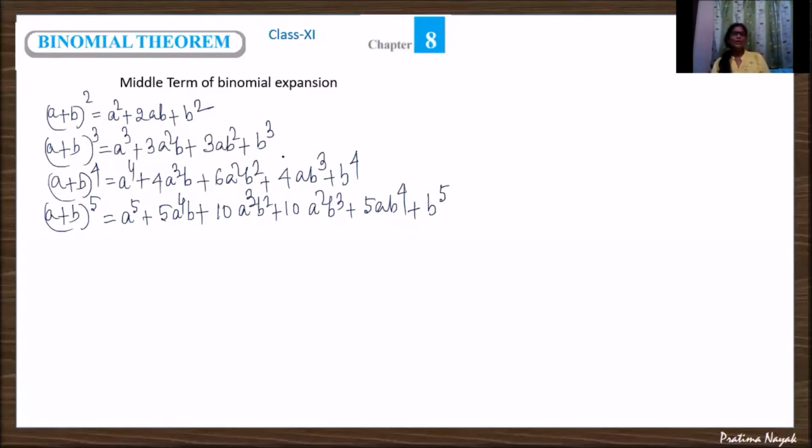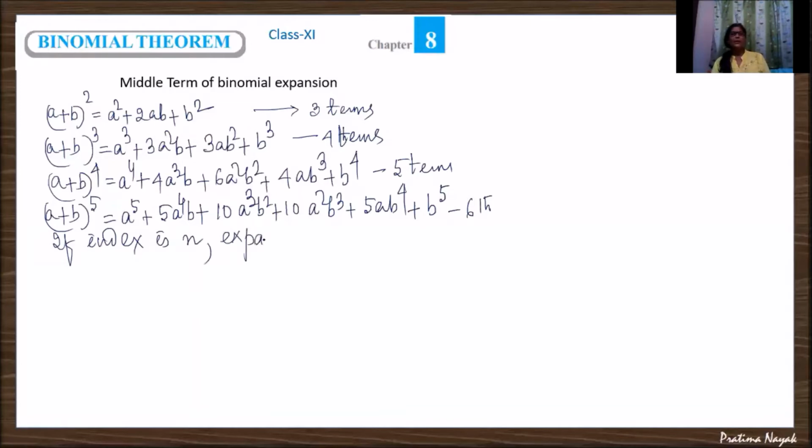So what I mean to say is, for the first case there are 3 terms, in the second there are 4 terms, for the third it is 5 terms, and it is 6 terms. That means if the index is n, then how many terms does the expansion contain? The expansion has n plus 1 terms.